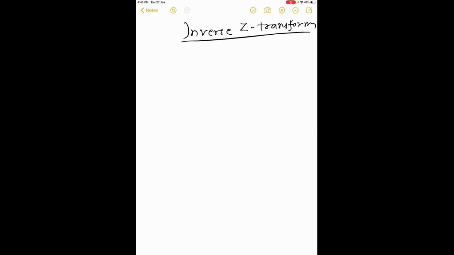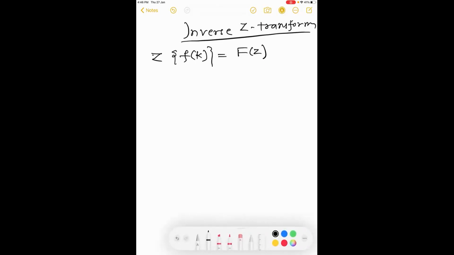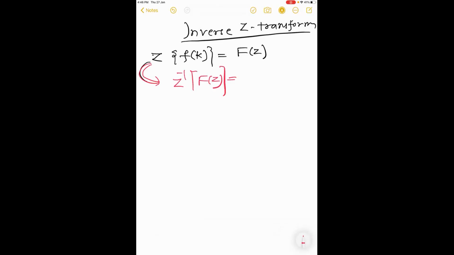Now what happens? We are taking the Z transform of the sequence f of k, which results in the function capital F of z. Now we will do exactly the reverse way. What is the reverse way? It implies that Z inverse of this F(z) should give you the original sequence, that is f of k. Is that understandable?